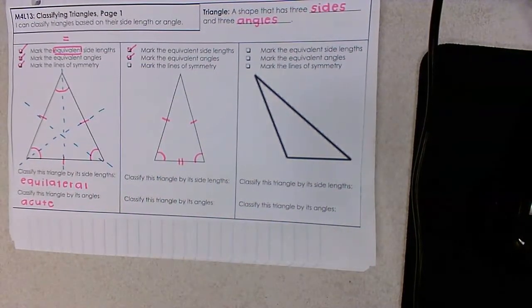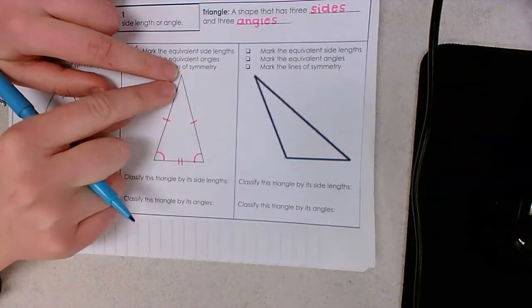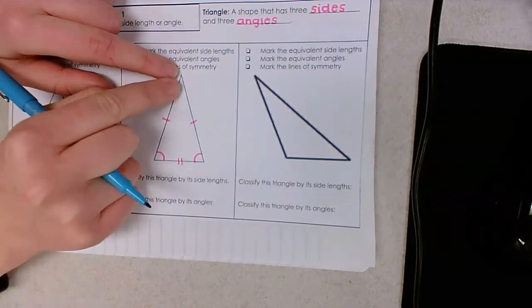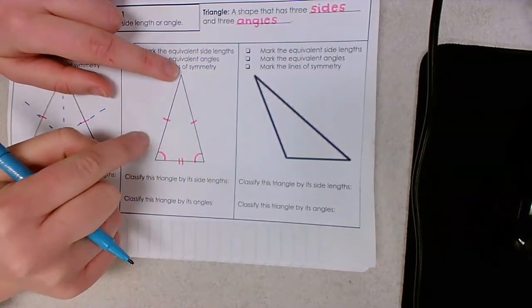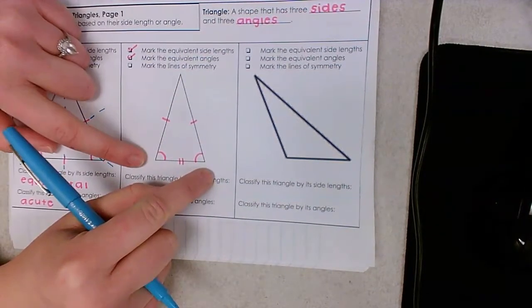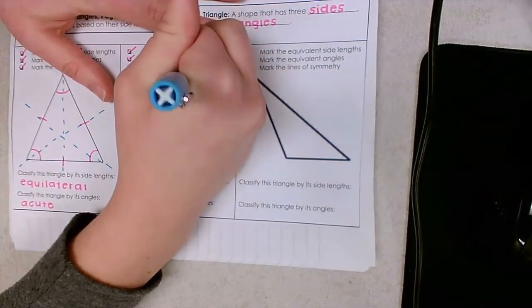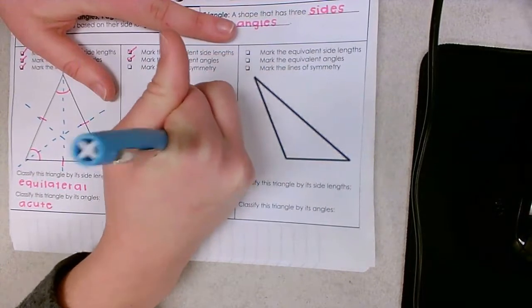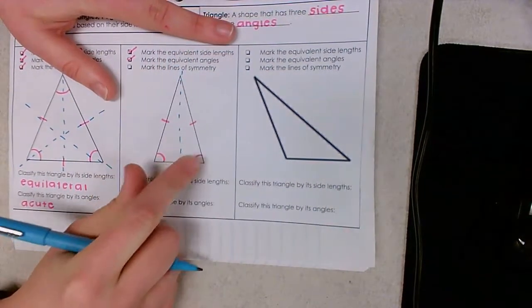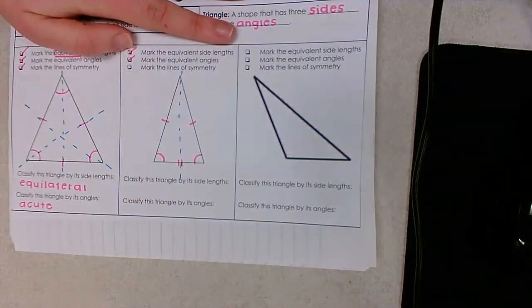Now we're going to mark the lines of symmetry. First, I'll start by going vertically. If I go vertically, I know it'll be a mirror image because the side length is equal to this side length. This angle is equal to this angle. So if I cut my triangle in half going up and down, both sides are the same as one another.